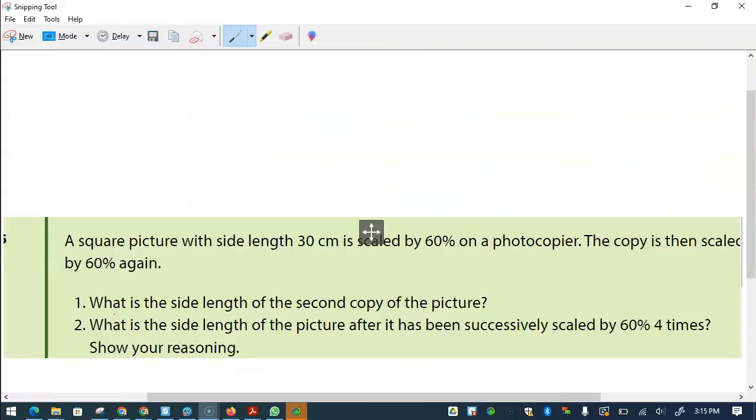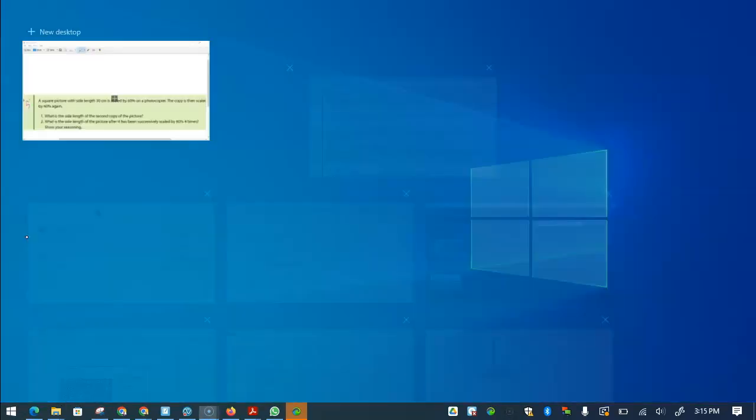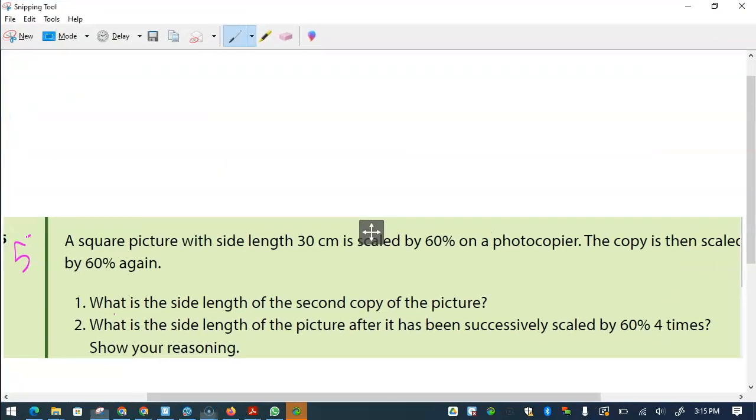So this is question number 5 in lesson 1. A square picture with side length 30 centimeters is scaled by 60% on a photocopier. The copy is then scaled by 60% again. What is the meaning of this? I want you to read this question and see if you can figure out or visualize what's happening. Think over it for 1 minute maybe, and then you can watch the video again.